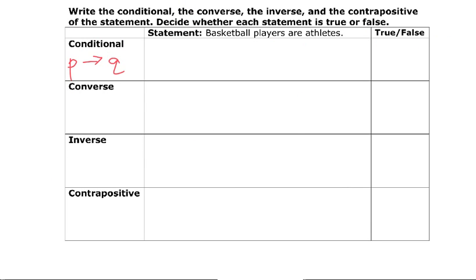So first off, before we write the conditional, the converse, inverse, and contrapositive of the statement given, since basketball players are athletes, I'm going to first give you the symbols that will help you tell what order you need to write these in. So P to Q means that it is your normal hypothesis, your normal conclusion, so your regular conditional statement. Then next, converse is flipping it. So remember flip, so we're going to be putting Q first and then P second. So we're switching the order of our sentence.